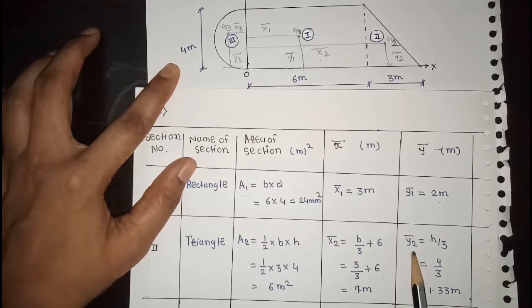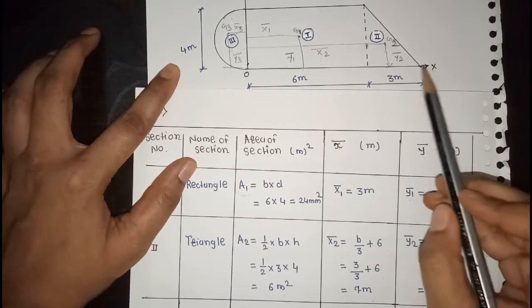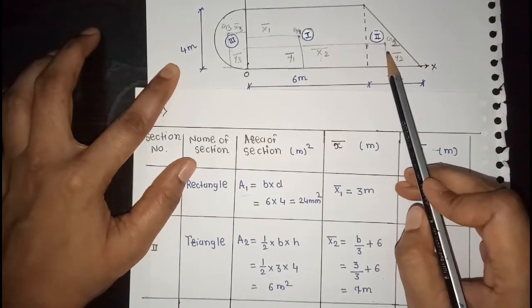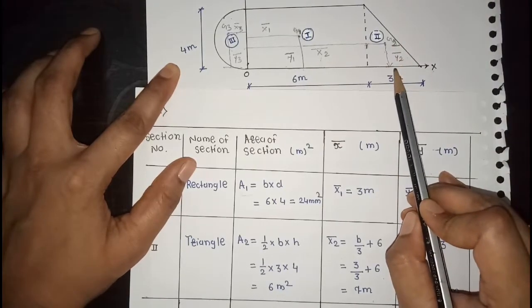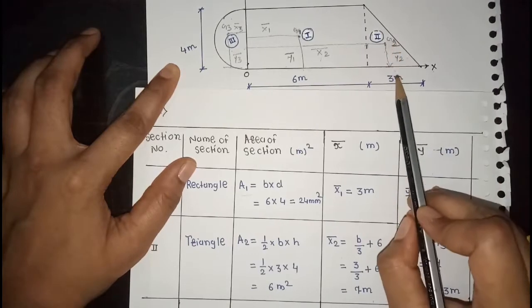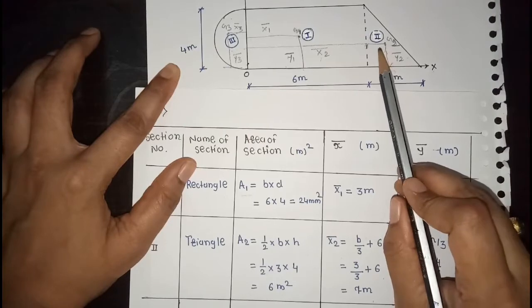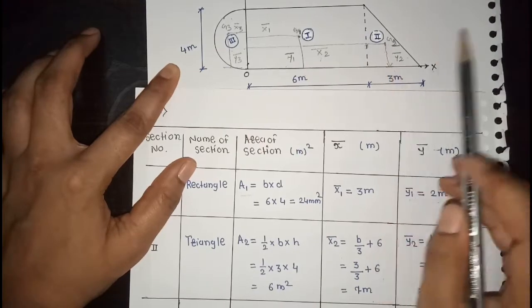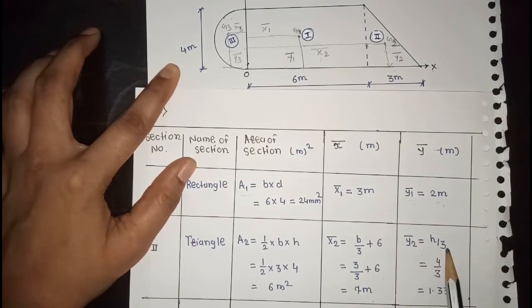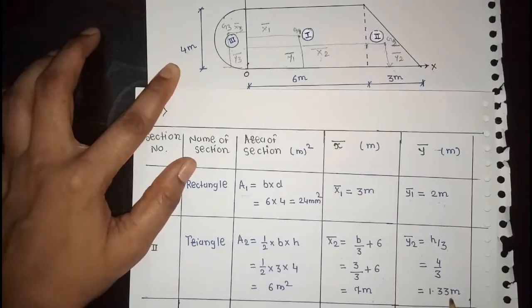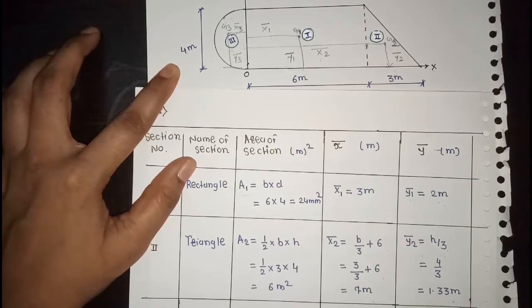Then calculate Y2 bar. Y2 bar means distance between point G2 to base of x-axis. So what is the y bar of right angle triangle? It is H by 3. What is the value of H? It is 4 meter. So 4 divided by 3 is equal to 1.33 meter.